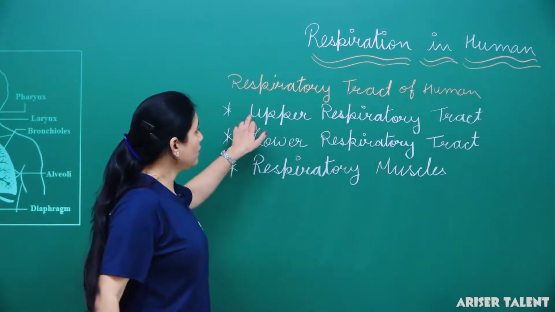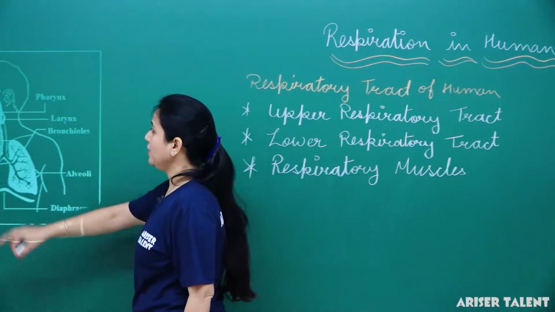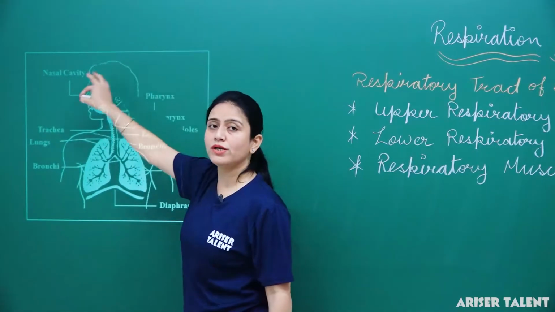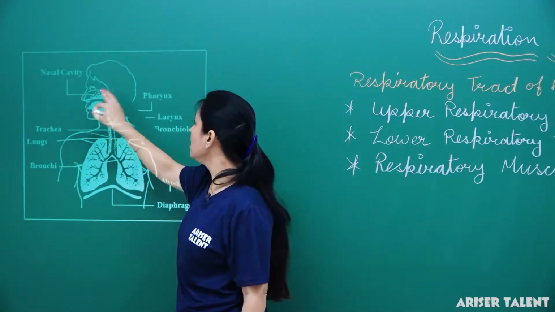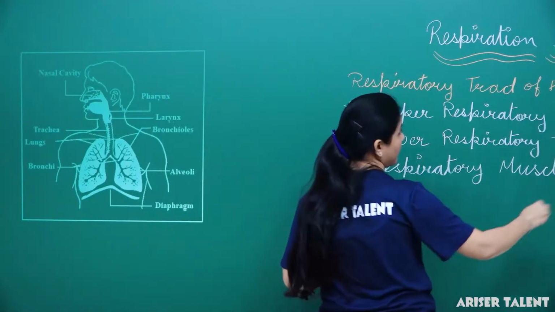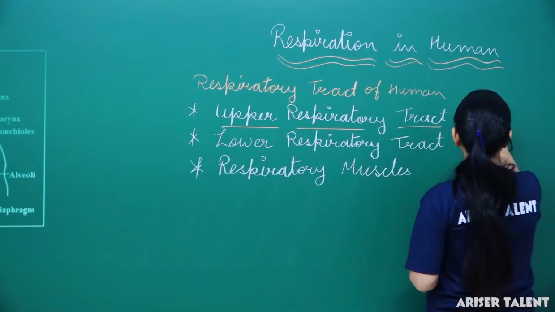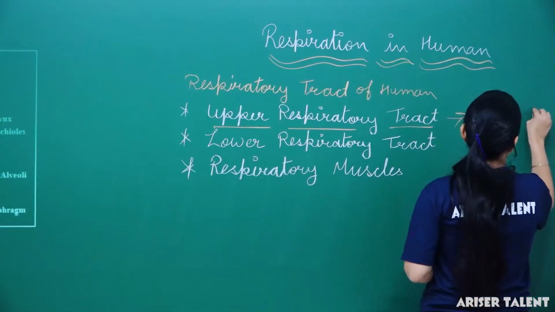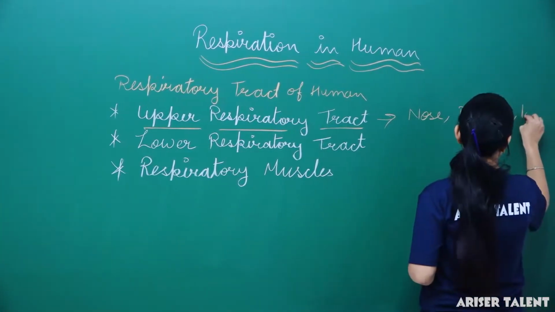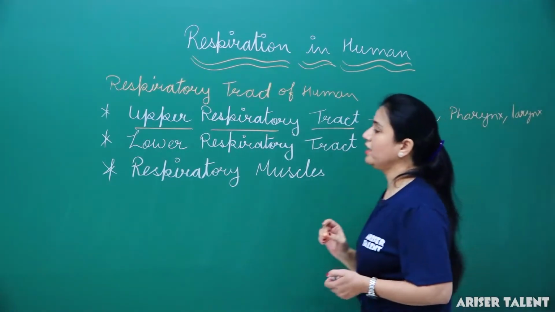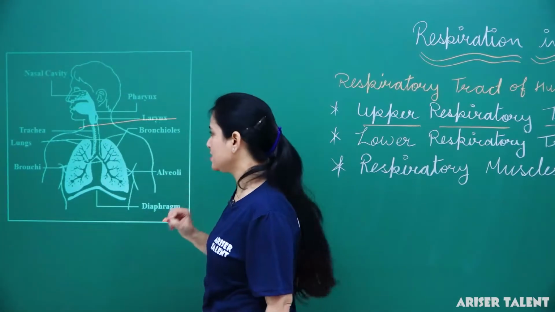Okay, so if we talk about this first part, that is upper respiratory tract, come here in the image, let me explain you. This complete part is known as upper respiratory tract, which contains nasal cavity, means nose, pharynx and larynx. So here we can mention that the upper respiratory tract has three parts: nose, pharynx and larynx. This part from here till here is known as upper respiratory tract.